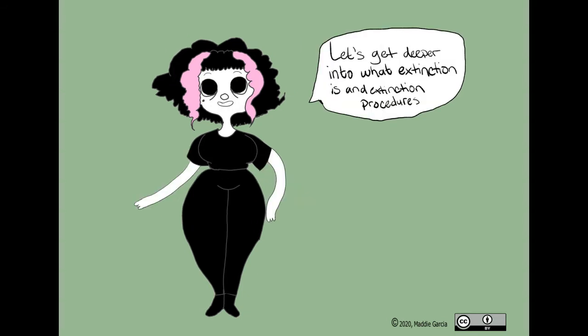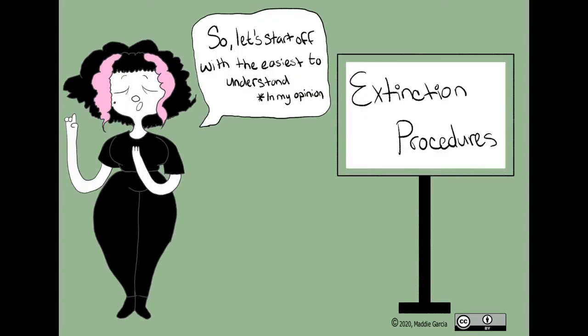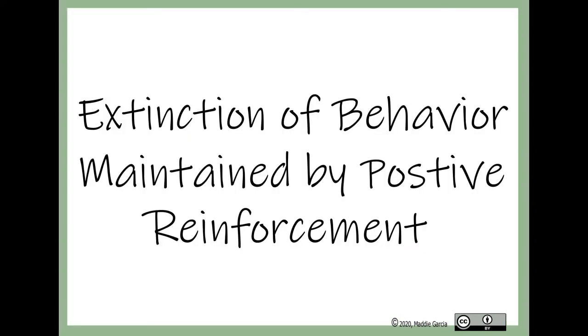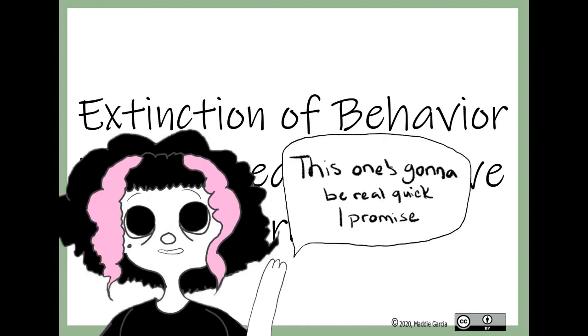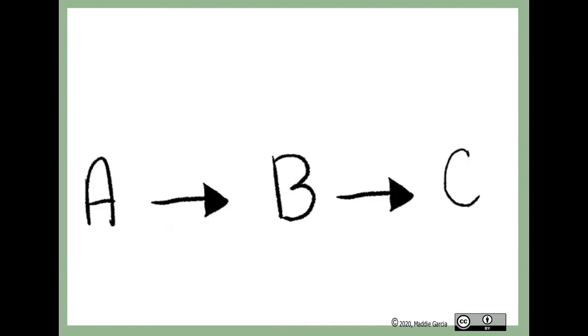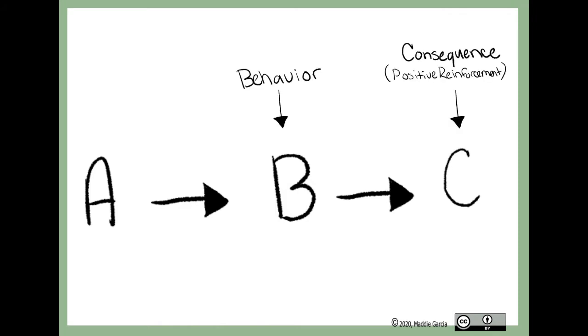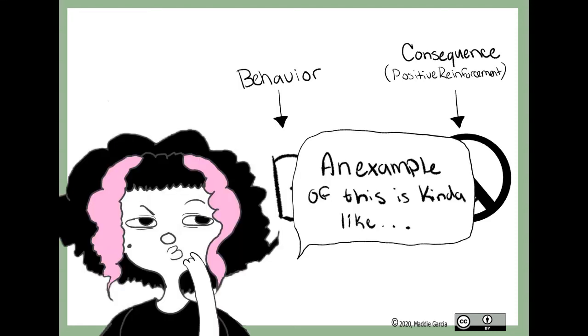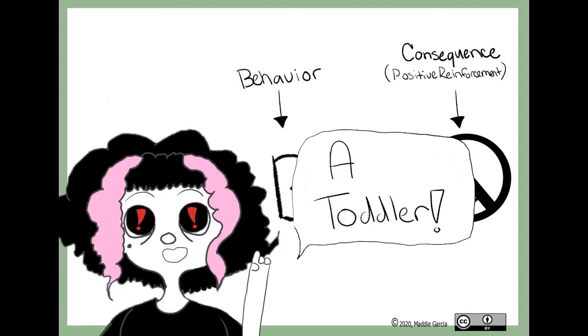Let's get deeper into what extinction is and extinction procedures. So, let's start off with the easiest to understand in my opinion, behavior maintained by positive reinforcement. This is basically talking about the procedures involving implementing extinction on behaviors that are maintained with positive reinforcement. This one's going to be real quick, I promise. So, basically, when behaviors maintained by positive reinforcement are placed on extinction, it means that those behaviors do not produce the reinforcement anymore. An example of this is kind of like a toddler.